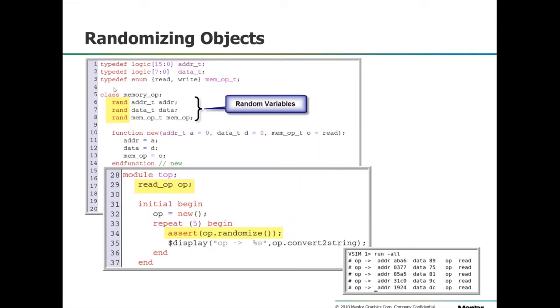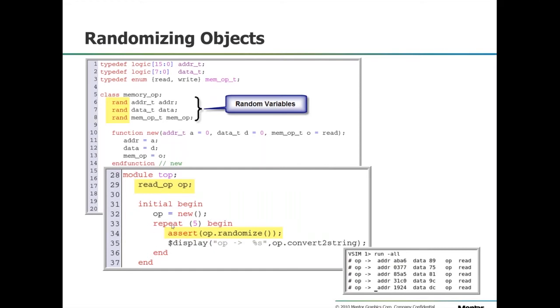Where this starts to get more interesting is we can start to put randomization into our objects. When I declare a class, I can use this keyword rand when I declare those class members. You'll see I've declared address, data, and operation, memop, as randomizable objects. And right here, my new function basically assigns address, data, and memory operation to those variables. It has some default values.